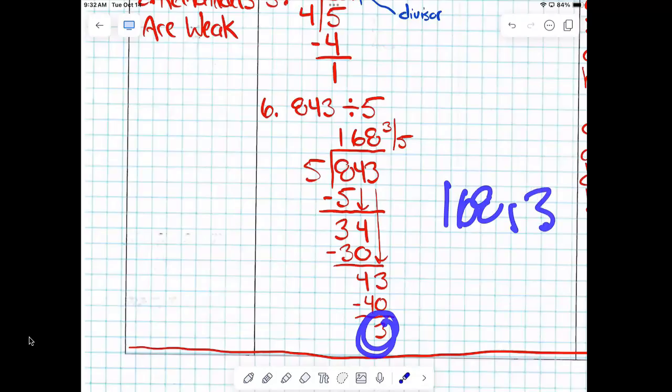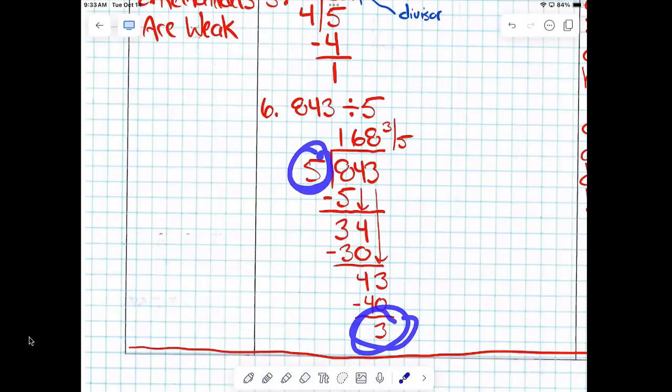We don't do remainders as much anymore. So we had 3 parts left over out of how many total parts? 5. So we got 168 as our whole number and 3/5 as our fraction. The remainder is always going to be the top of the fraction, and the divisor is always going to be the bottom. We good?